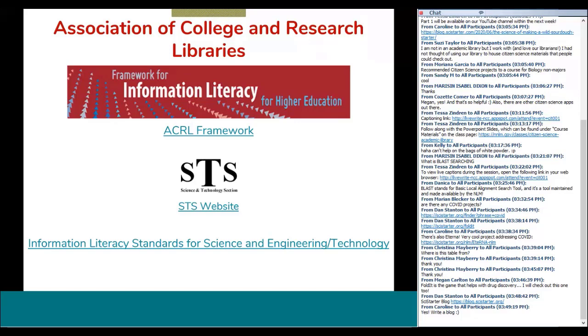So I won't go through them all, but authority is constructed and contextual, information creation has a process, information has value, research is inquiry, and so on and so forth. So that's a good resource for the general, very big picture.